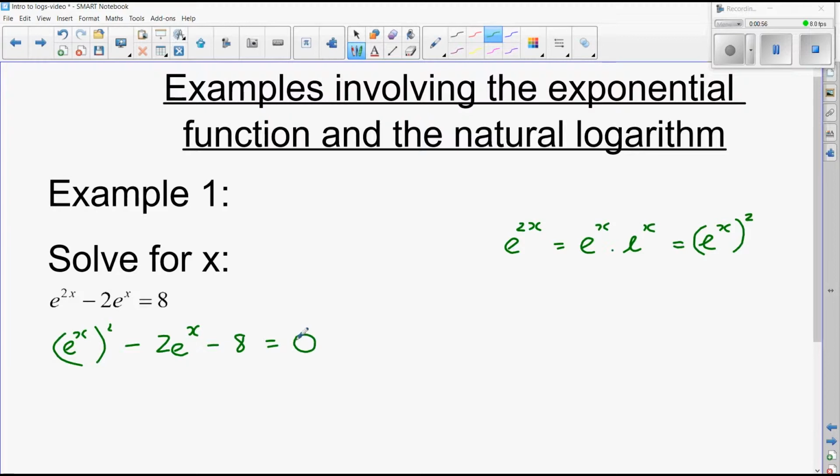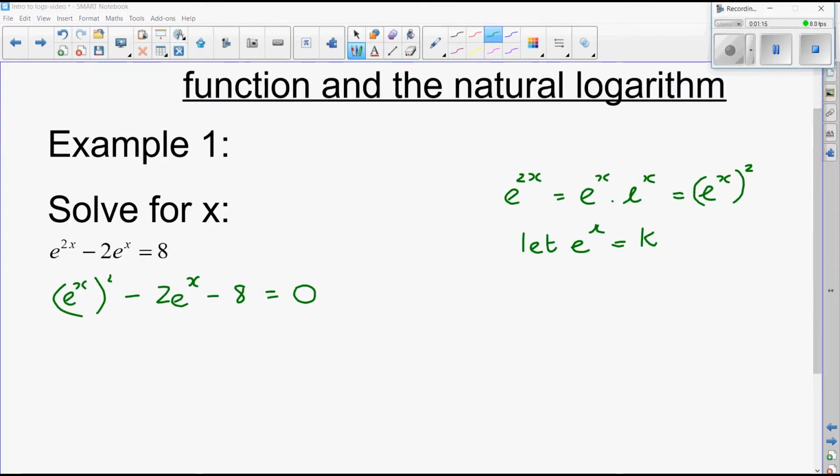Now, for me to solve for x, I need to factorize this trinomial, and I'm going to use a method called k substitution. I'm going to replace e to the x with the variable k. So I let e to the x equal k, and this helps me with the factorizing and the solving. So e to the 2x is e to the x squared, and so I will have k squared minus 2k minus 8 equals 0.